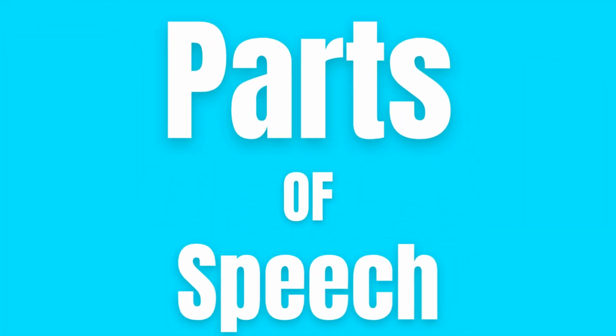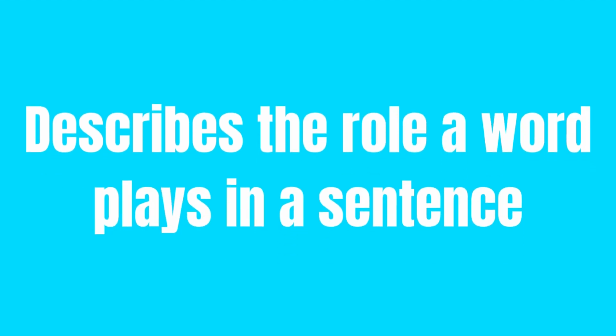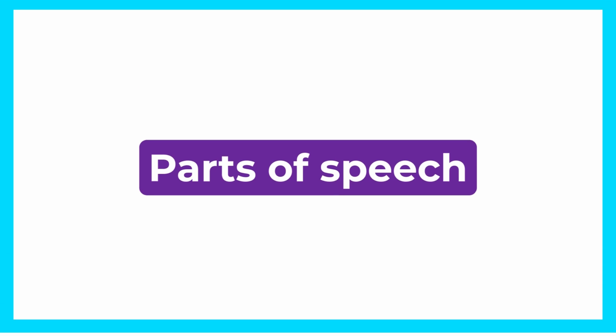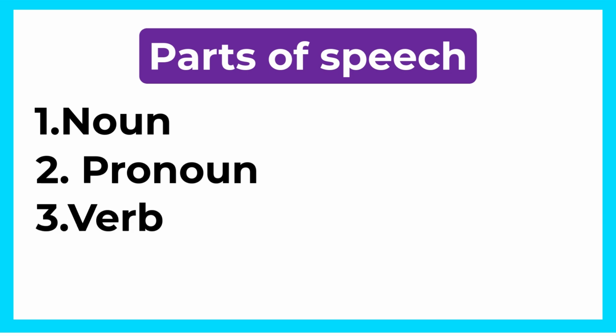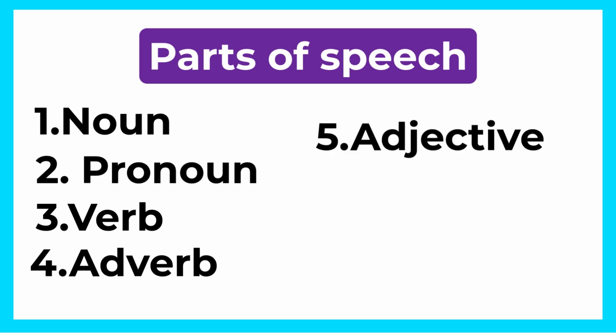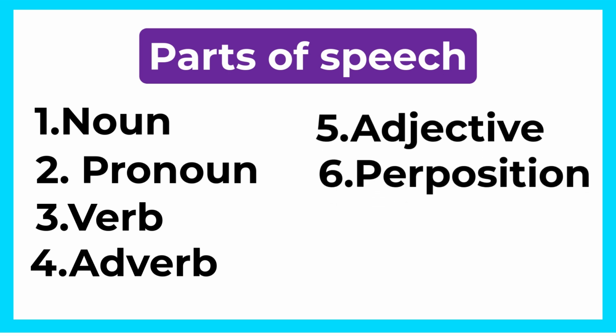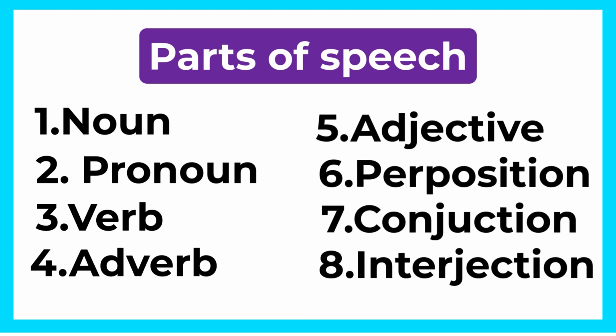Parts of speech. There are 8 parts of speech. Each part of speech describes the role a word plays in a sentence. The different parts of speech are noun, pronoun, verb, adverb, adjective, preposition, conjunction, and interjection. Stick around because by the end of this video, you will never mix them up again, and your English will feel way smarter instantly.